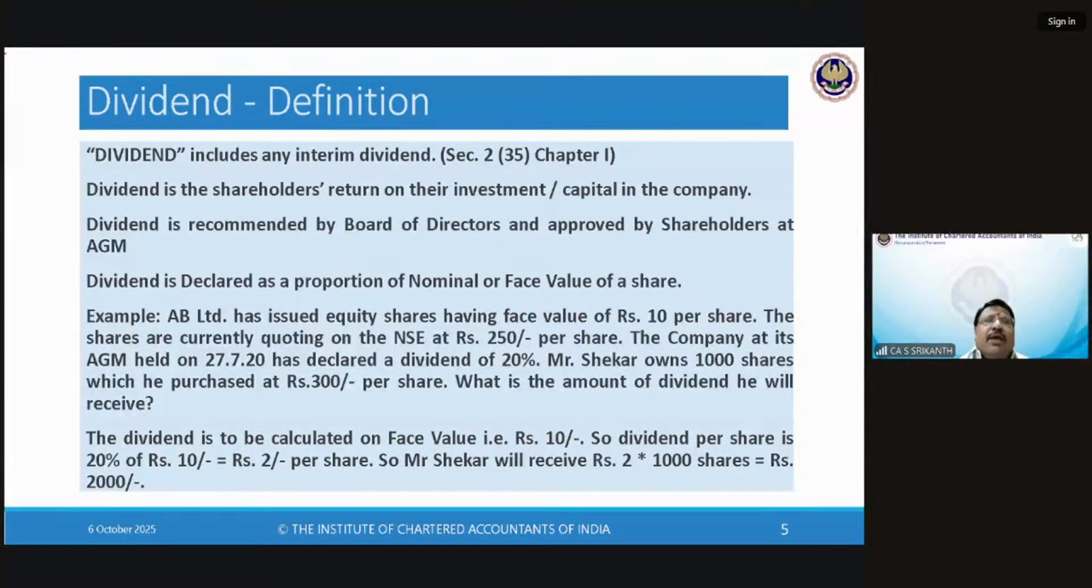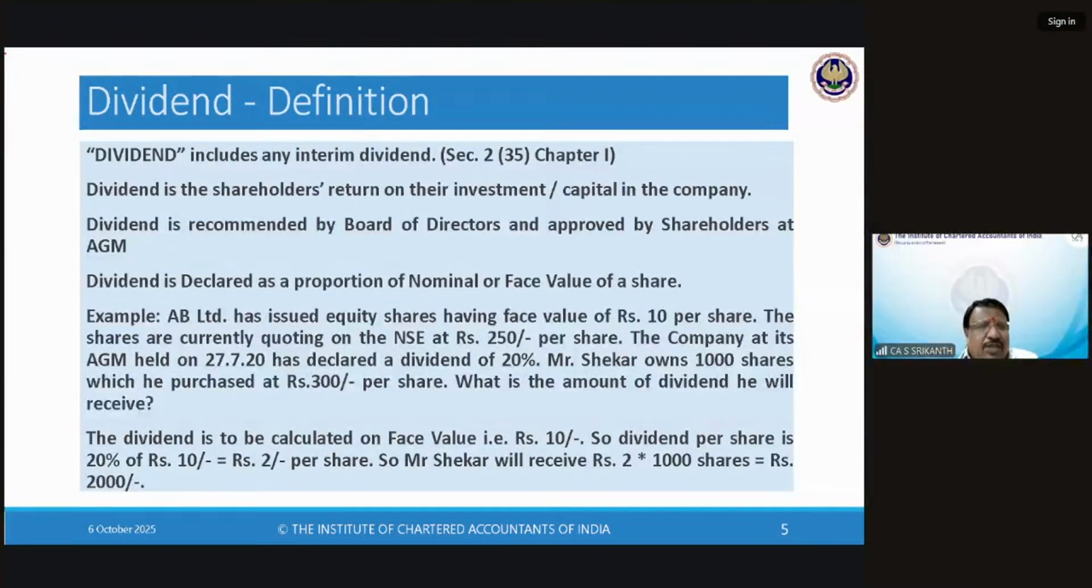So what is dividend? They have not defined it. As usual, they give you further confusion. They say dividend includes any interim dividend. So most of the definitions in the Companies Act are not definitions. Check it out. Charge also, you won't find it being defined. It will be said it's not this, it's not that. So dividend includes any interim dividend.